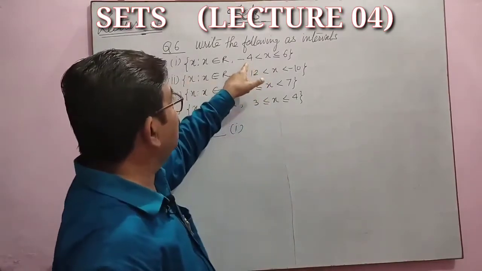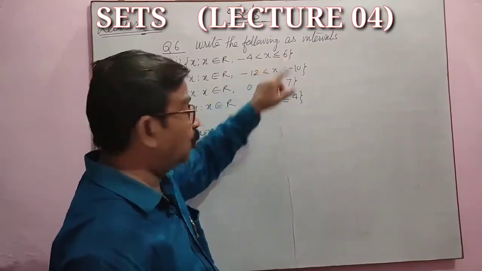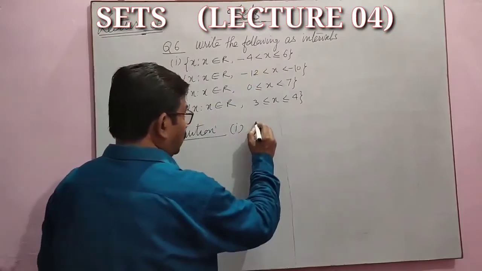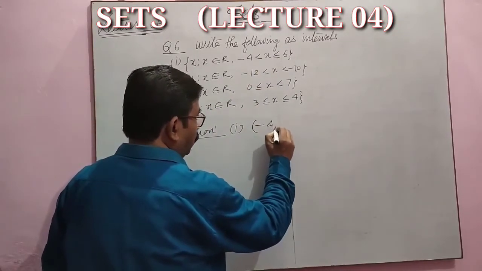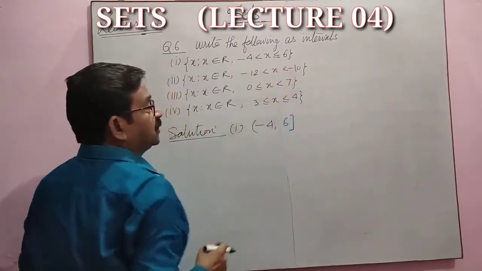So what is the interval? -4 is open and 6 is closed. So what is this interval? This is (-4, 6], and 6 is closed. See this.